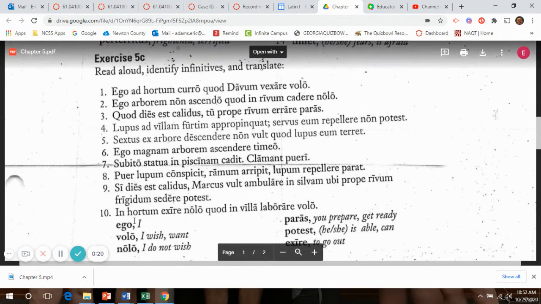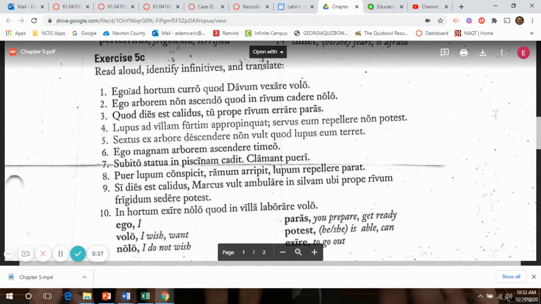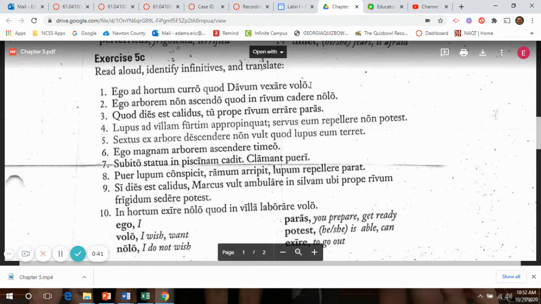Ego, as you can see, is a new word down here meaning I. Curro, run. And so we see that we are now adding another ending, instead of T meaning he, she, or it, or NT meaning they, or S meaning you. An O on the end of a verb now tells me the subject is I. I run, I am running to the garden, towards the garden, quod, because I want, volo, vexare.